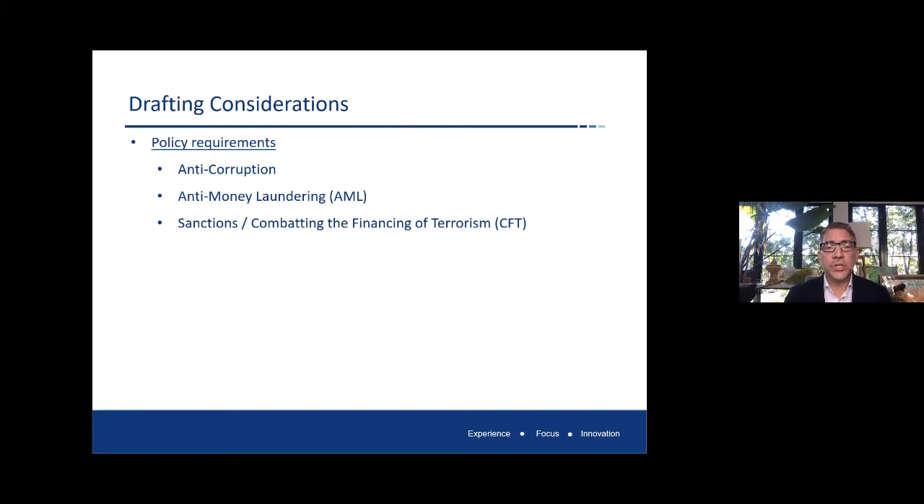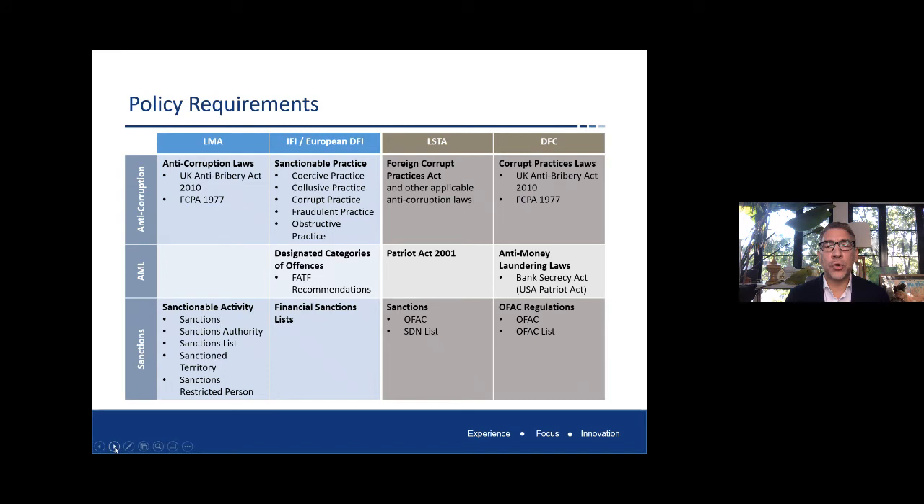For the sake of illustration, I have pulled together this table to show you the differences that you will find in how defined terms are used in each of the individual templates. This table is broken down by row, anti-corruption, anti-money laundering and sanctions, and for the respective LMA, European DFI, or LSTA and DFC templates. All the words used in these boxes are the defined terms that I've taken from each of the various templates. I admit that throwing this chart, this table up on the screen is a little bit overwhelming, and that is the point.